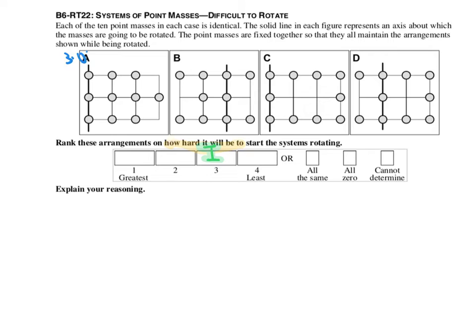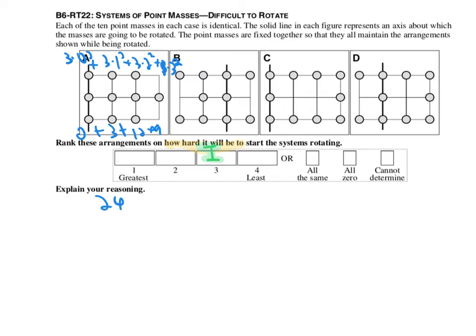have 3 times 0 squared plus 3 times 1 squared plus 3 times 2 squared plus 1 times 3 squared, which is down here 0 plus 3 plus 12 plus 9, which is a total of 24 for A.